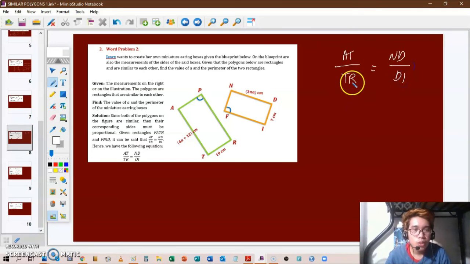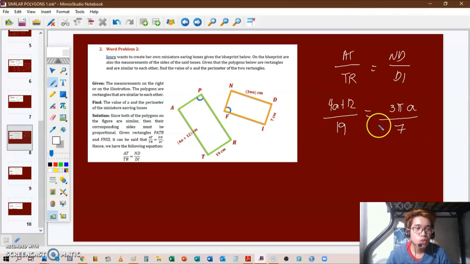Okay, so what's the value of AT? AT is equal to 4A plus 12, and TR is equal to 19. So it has to be equal to ND, which is equal to 3 pi A, and DI, which is equal to 7. So we just cross multiply, so that's going to give us 7 times 4A plus 12 is equal to 19 times 3 pi A.